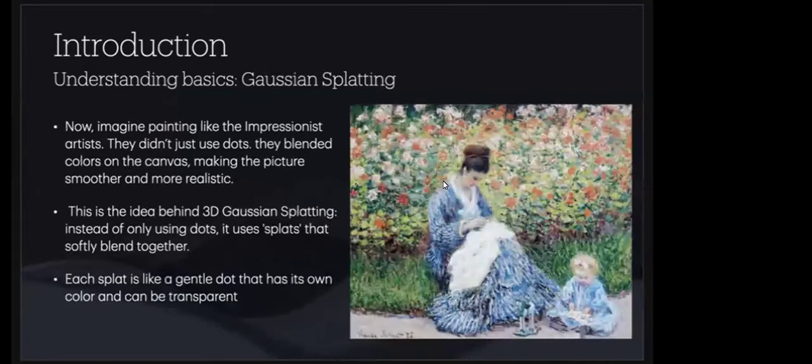Now imagine that you are painting like an impressionist. They don't just use dots, they blend the colors on the canvas. That makes the picture smoother and more realistic, just like the image we see on the right side. This is the idea behind 3D Gaussian splatting as well. Instead of only using dots, it uses splats that blend together, and these splats are nothing but the Gaussians that we will see in the upcoming sections.